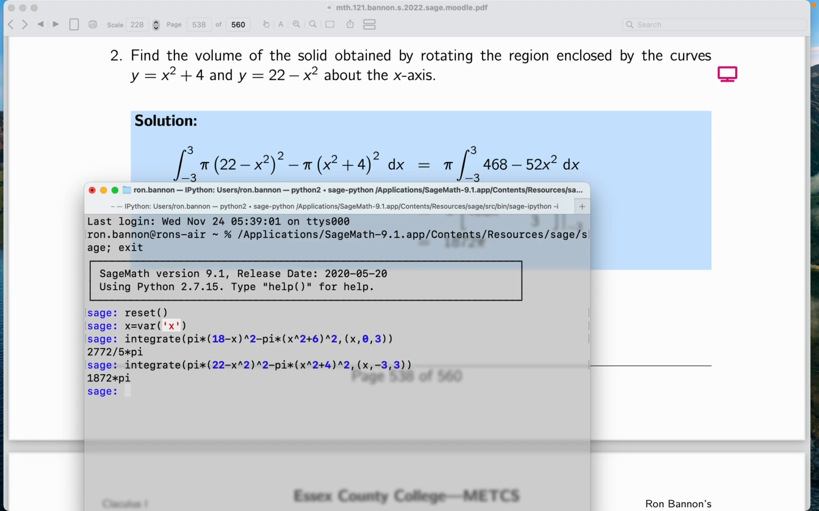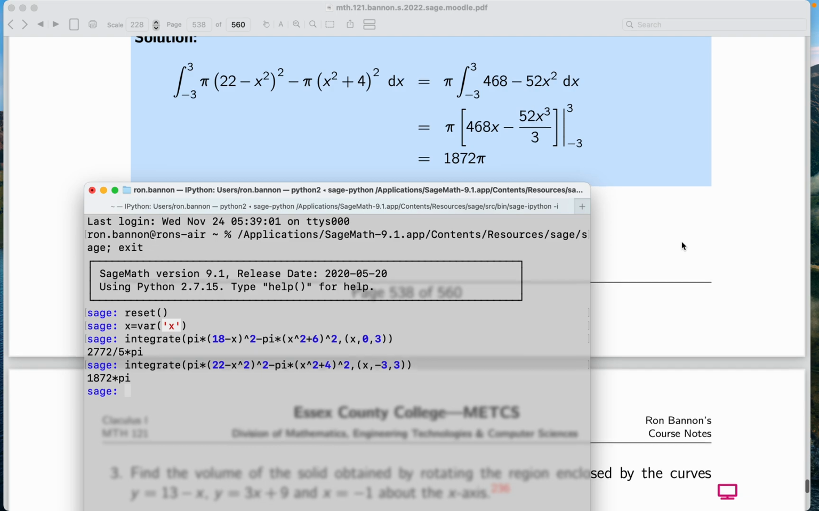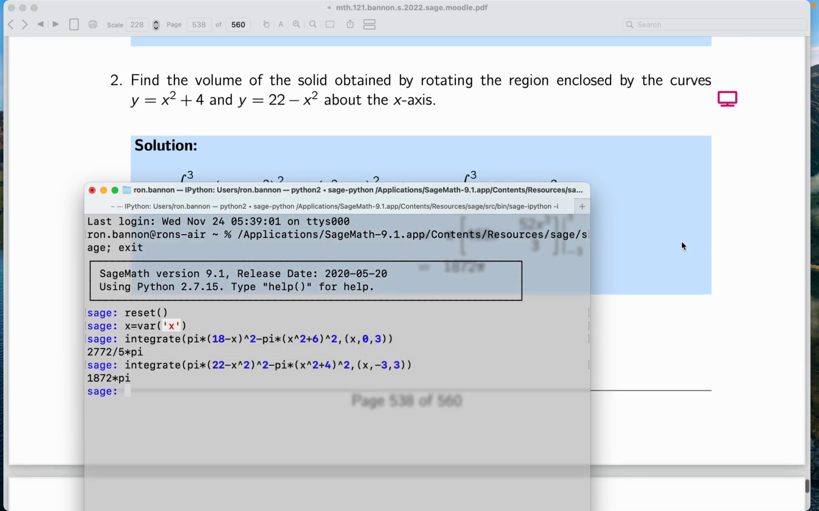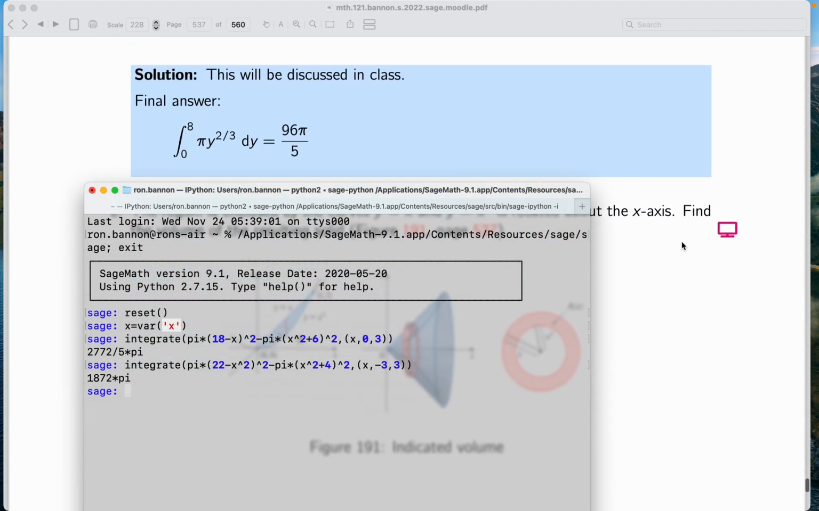By the way, if I make a mistake, it'll tell me I made a mistake. And what do I get? I get the answer 1872 pi. Wow, got that one right. So again, what I'm claiming is that you look through this and make sure that you understand what's being asked of you, all right?